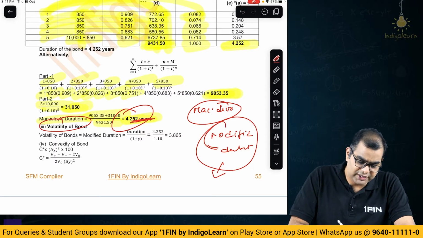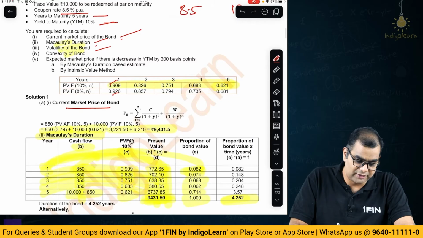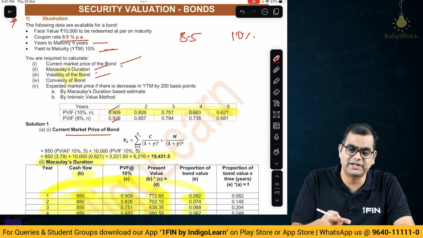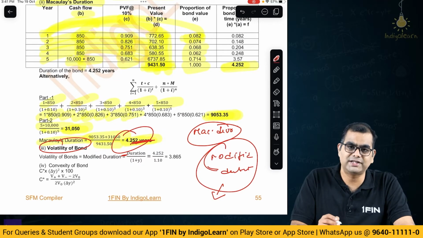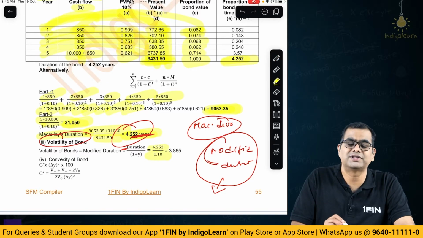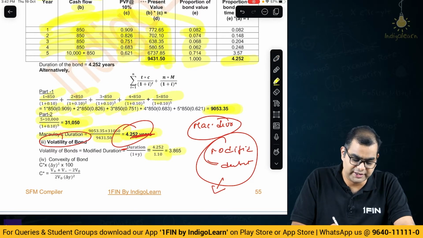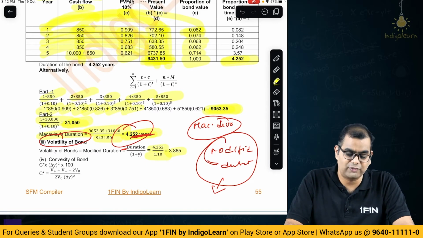And I told you the formula, modified duration is minus of Macaulay duration by 1 plus y by n. Here this particular bond does not have multiple coupons in a year, it is only one annual coupon payment. So here modified duration is going to be Macaulay duration divided by 1 plus y. So Macaulay duration is 4.25 divided by 1 plus y, yield is 10%, so you get 3.865. So 3.865 is the sensitivity. So for a 1% change in the yield, the bond price will change by 3.865%.